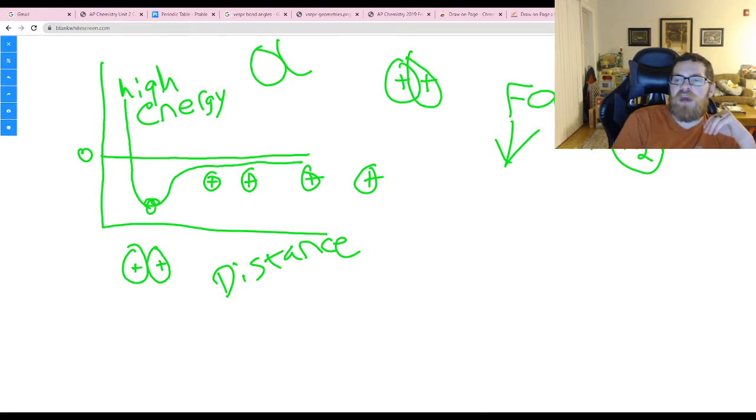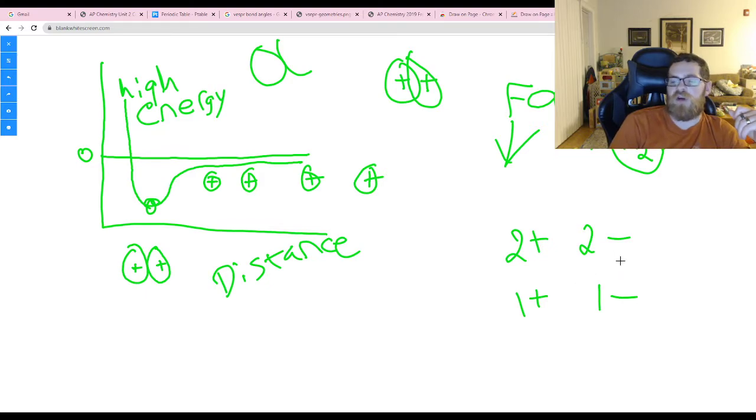We can use the same exact formula for ionic bonds. I know we talked about this before, but if you have a 2 plus and a 2 minus, they are going to have a stronger force because you have a greater charge versus a 1 plus and a 1 minus. Again, I know I've stated this before, but this is the reason why 1 plus and 1 minus charges tend to be soluble, and 2 plus and 2 minus charges tend to be non-soluble.